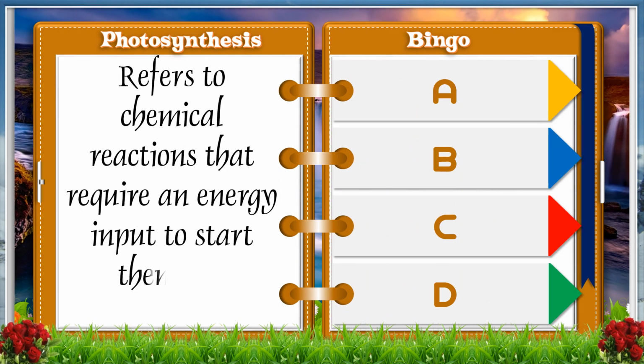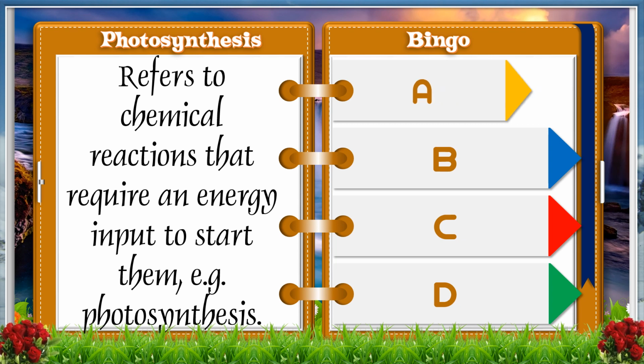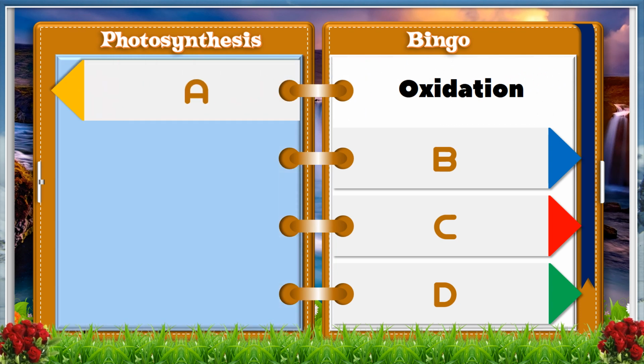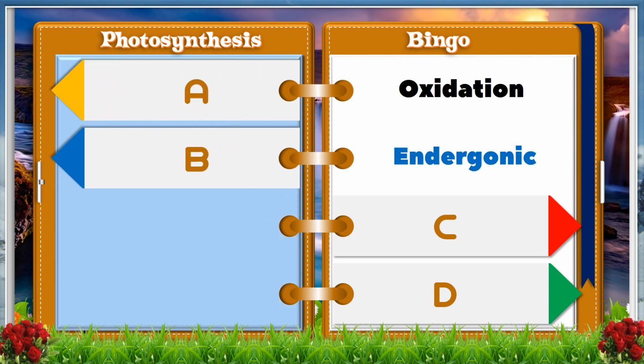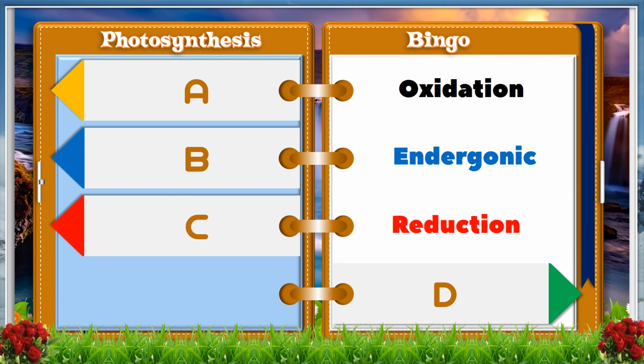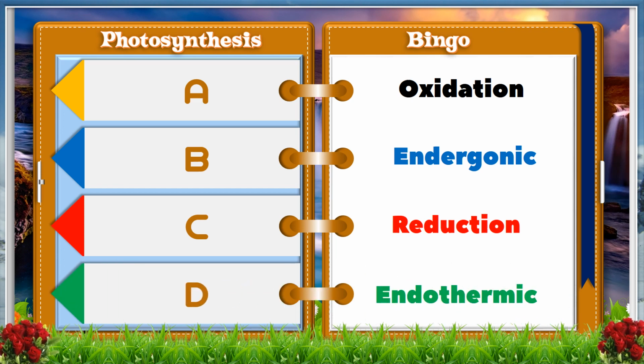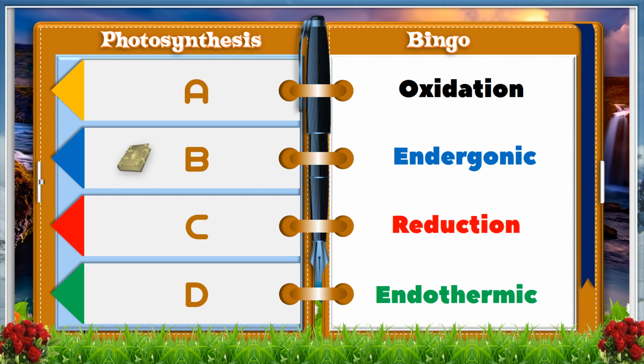Refers to chemical reactions that require an energy input to start them. For example, photosynthesis. A. Oxidation. B. Endergonic. C. Reduction. D. Endothermic. And the answer is B. Endergonic.